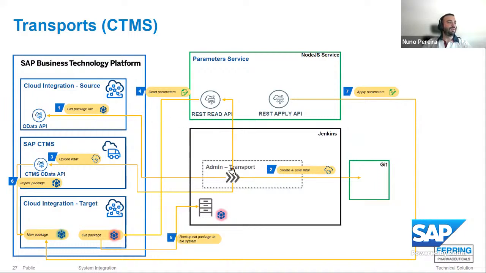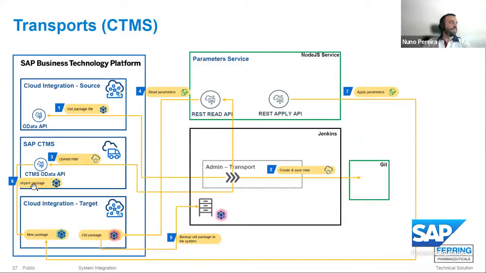So we can get the binary file, we create an MTAR in this Jenkins pipeline, and we commit that MTAR into Git, and we also create a Git tag for this so that we can later on import this MTAR again into the queues. Because CTMS has also a retention period of 30 days, if I'm not mistaken. And after that time, we should be able to import again an MTAR from the Git tag.